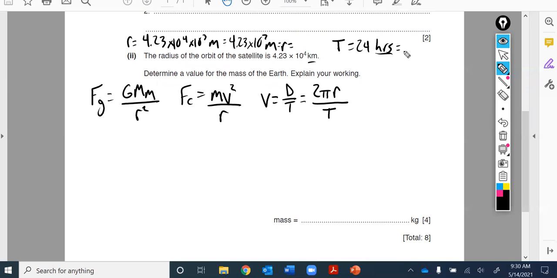24 hours times 60 minutes per hour times 60 seconds per minute.